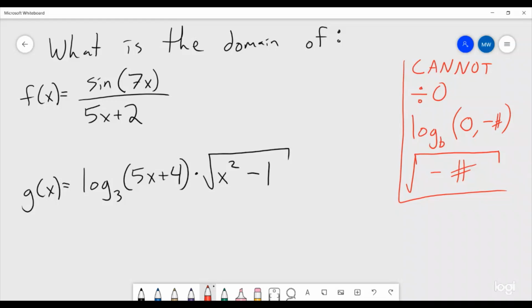So for f of x, do we have any division? Yeah, we're dividing by 5x plus 2. That means we need what's on the bottom to never be 0. That means we need 5x plus 2. That cannot be 0.